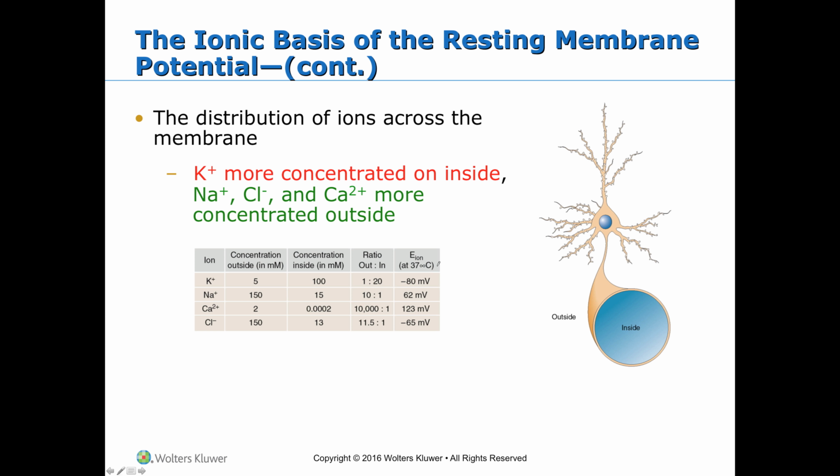So at 37 degrees Celsius, the equilibrium potential for each of the following ions is given here. Now note, this is only in the instance of permeability to that single ion channel. So in this case of a cell only being permeable to potassium, negative 80 millivolts would be the equilibrium potential. Sodium, positive 62. Calcium, 123 millivolts. And chloride ions, negative 65 millivolts. This will be an important table for you to reference.